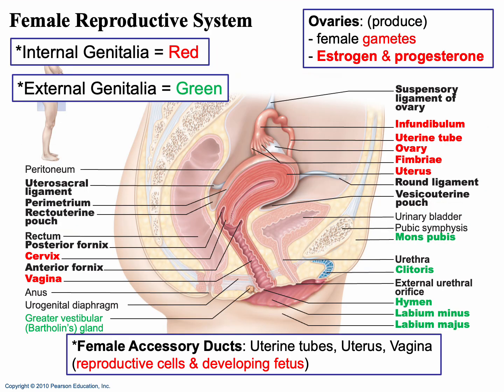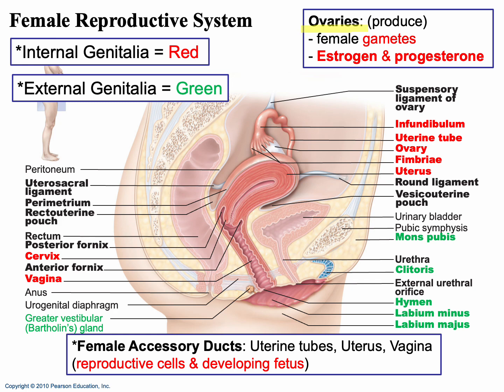Okay, so our first slide here, we're taking a look at the internal genitalia and external genitalia. And so we're going to learn about the functions of these structures. You can see here the internal genitalia is indicated in the red and the external genitalia is indicated in the green. And just like we looked at the gonads in the male, which of course were the testicles, here we're taking a look at the gonads of the female, which are the ovaries.